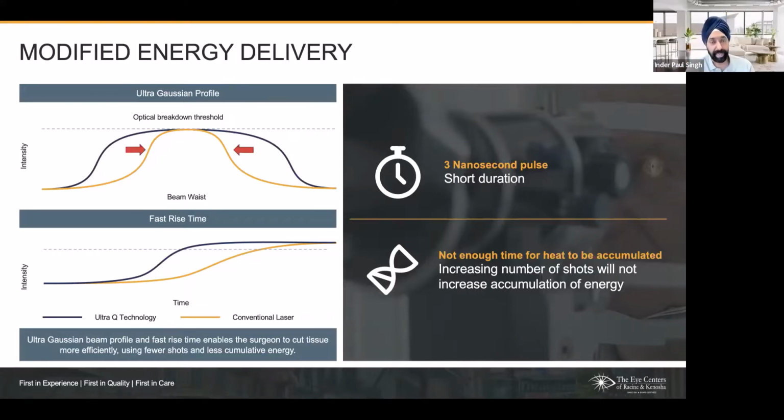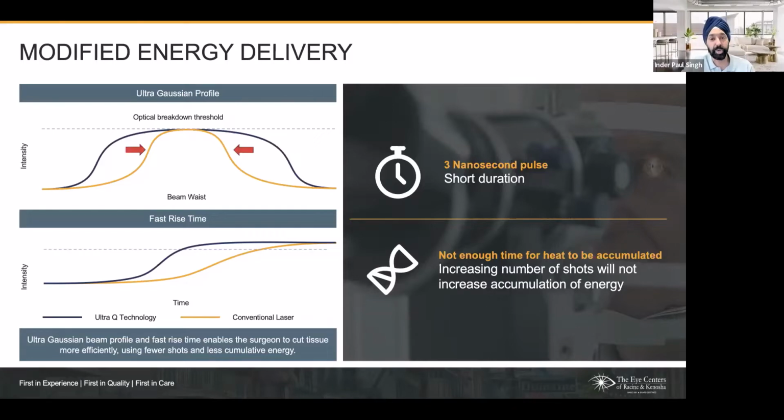When you fire a laser, we create something called a convergence zone we'll talk about. But important to understand that the actual pulse is about a 3 nanosecond pulse, about 4 nanoseconds by the time it gets to the vitreous. And the heat and energy is dissipated before the next shot is fired.